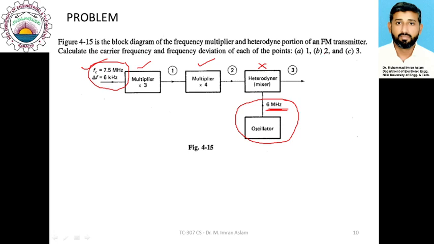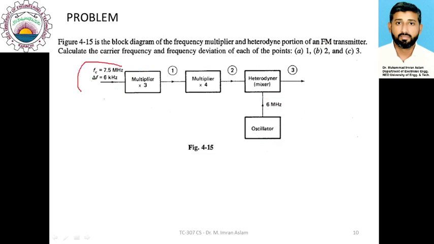So generally, since we are talking about the transmitter, transmitters tend to increase the carrier frequency. So we will consider that this oscillator is adding a frequency of 6 megahertz here. So let us now start this problem.